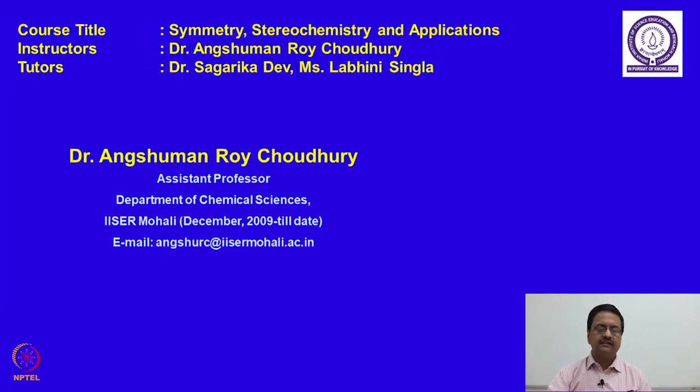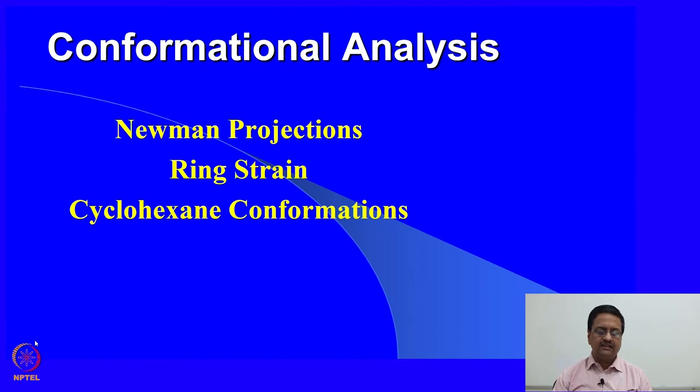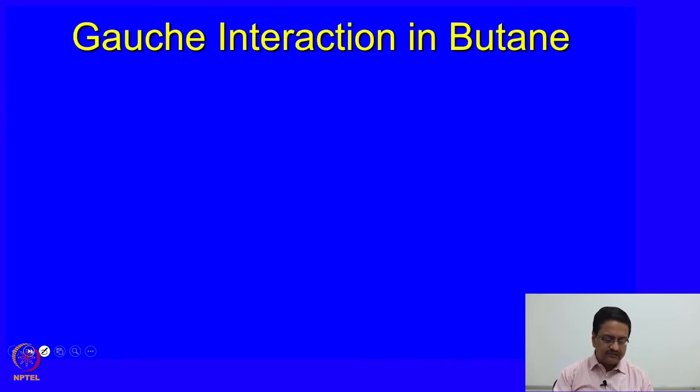Welcome back to the course entitled Symmetry, Stereochemistry and Applications. In the last few lectures, we were talking about the different projections, ring strain and cyclohexane conformations, which will be discussed at a later stage. So, in the last class, we were talking about the conformations of n-butane, and you may recall that we had drawn four different conformers of n-butane, which were fully eclipsed, gauche, partially eclipsed and anti-conformation. So, let us try to now understand the various interactions present in those different conformers.